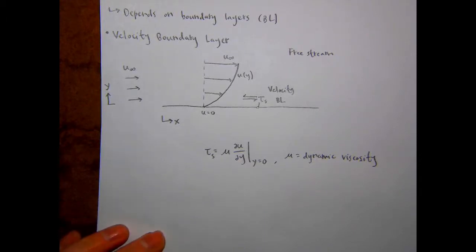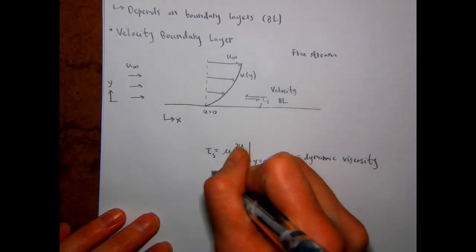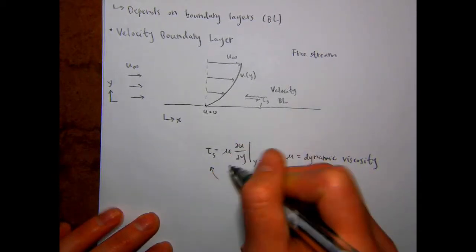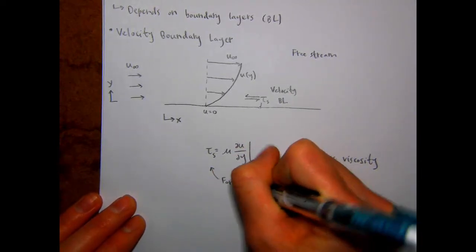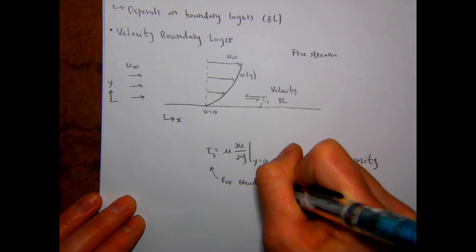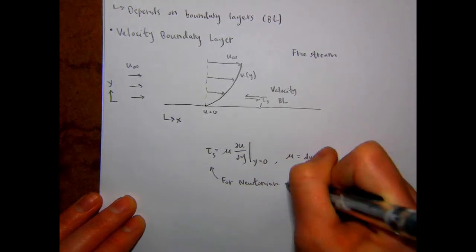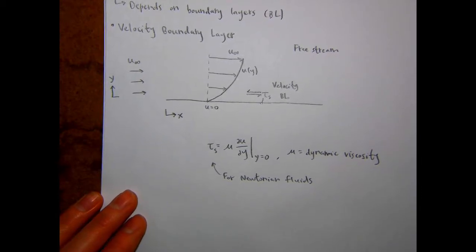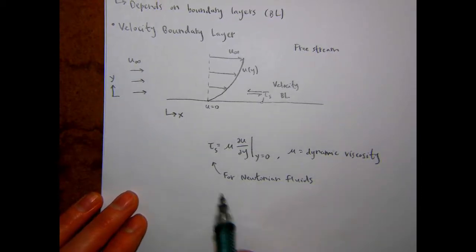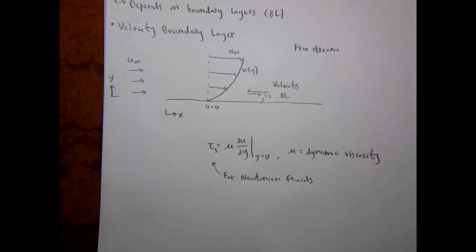I'll just note that this is for Newtonian fluids. We won't consider non-Newtonian fluids, but just to have it stated. For Newtonian fluids, that basically means that the viscosity is constant. Non-Newtonian fluids have variable viscosity.